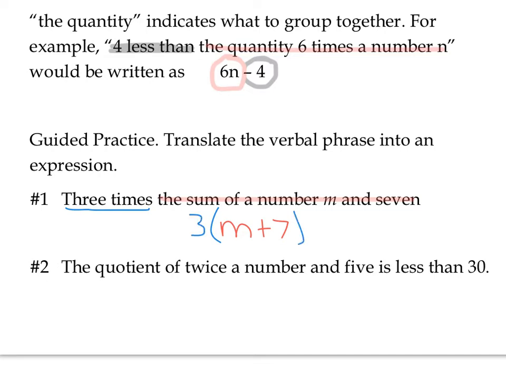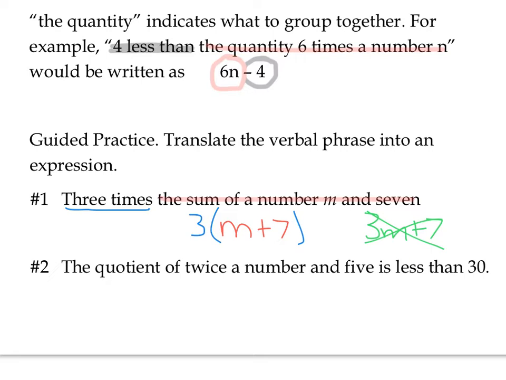We're not going to write out 3m plus 7. Because in that instance, only the m is being multiplied by 3. But the way this is written, we want to multiply 3 times the sum. So we want to write in parentheses that sum so we can multiply the whole amount by 3.